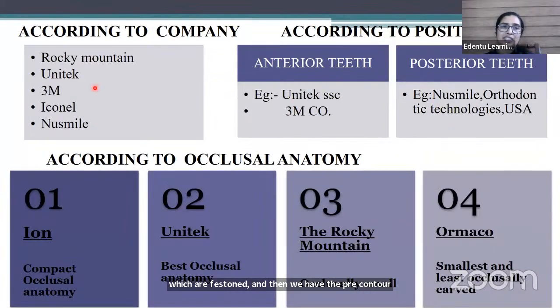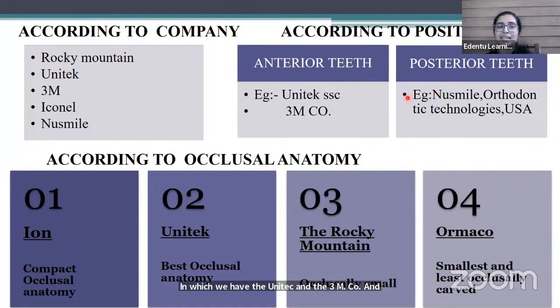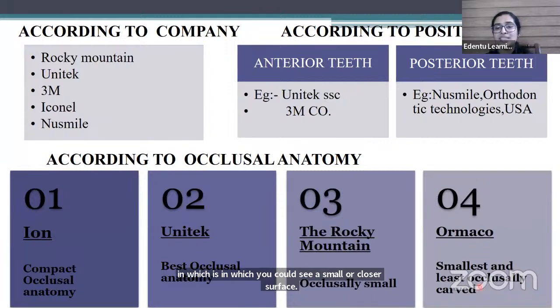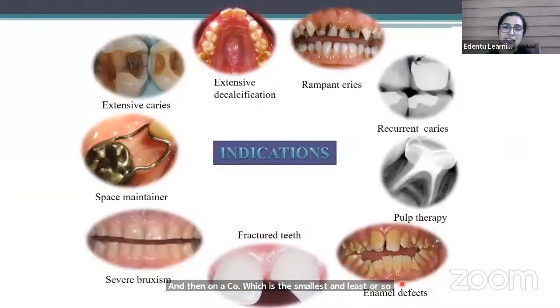Now getting on into the classification, according to the company, we have the Rocky Mountain type of SSCs, Unitek, 3M, Acubite, as well as New Smile. According to the position, we have the anterior teeth crowns, in which we have the Unitek and the 3M Co. And according to the position, we also have the SSCs for posterior teeth, in which we have the New Smile, etc. And according to the occlusal anatomy, we have the Ion, in which there is a compact occlusal anatomy, Unitek, which has the best occlusal anatomy, the Rocky Mountain, in which you could see a small occlusal surface, and then Ormco, which is the smallest and least occlusally carved. So just have an idea regarding the broad classifications according to all of these different strategies.